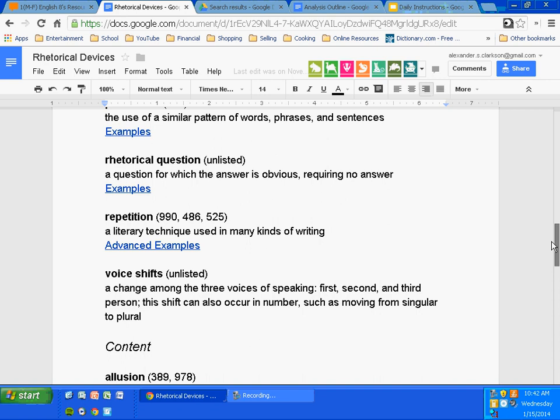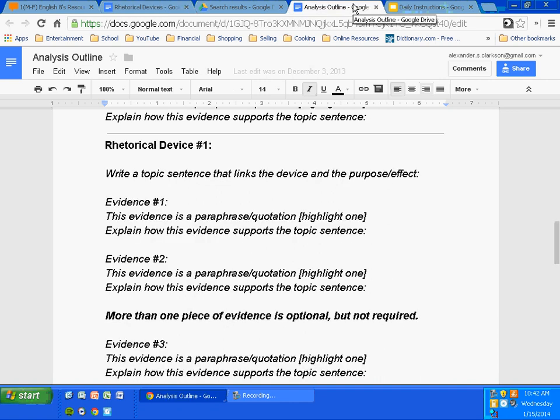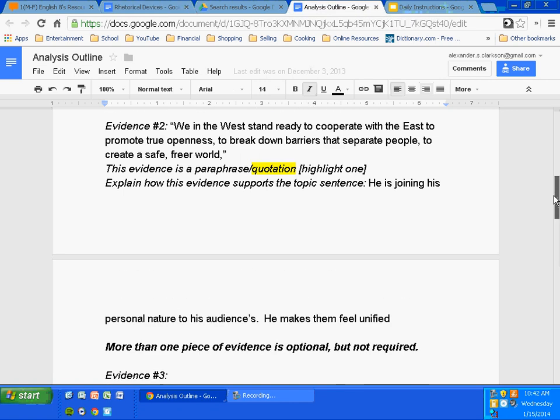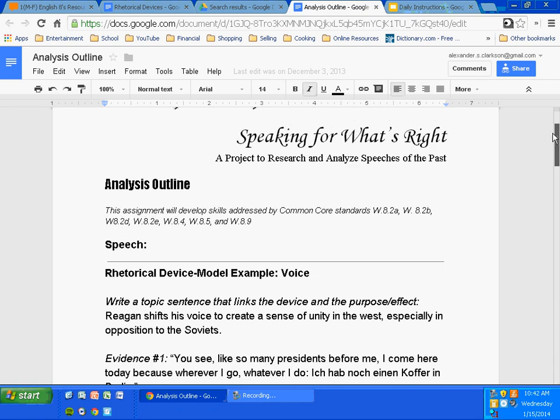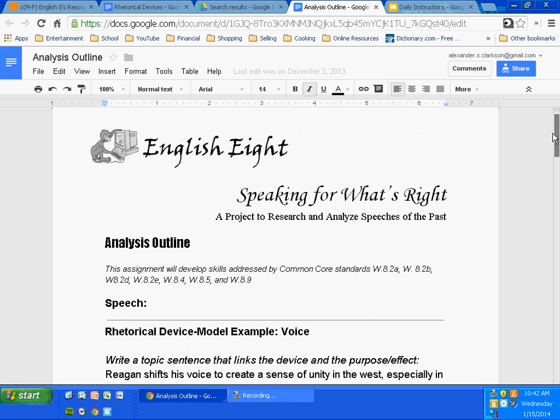I'd like you reading your speech, finding these rhetorical devices. Keep this document open. And then what you will do is enter them into this outline. The outline was designed by me to keep your ideas straight for writing a draft. So when I ask you to analyze, when Maddie's sitting there at a computer and she says, okay, I've got to write like a 400-word analysis of this speech, what do?